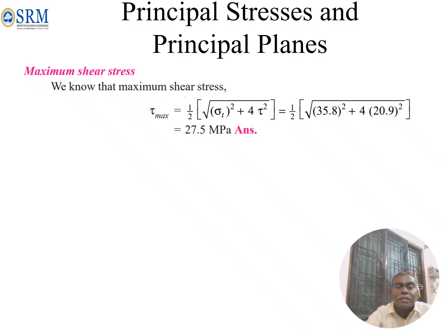We know that the maximum shear stress, tau max, equals half into the square root of sigma t squared plus 4 tau squared, which is 27.5 megapascal. So in all principal stress problems, you should be in a position to find the maximum principal stress, the maximum tensile stress and the maximum shear stress. These are the three parameters you have to find in all problems on principal stresses and principal planes.